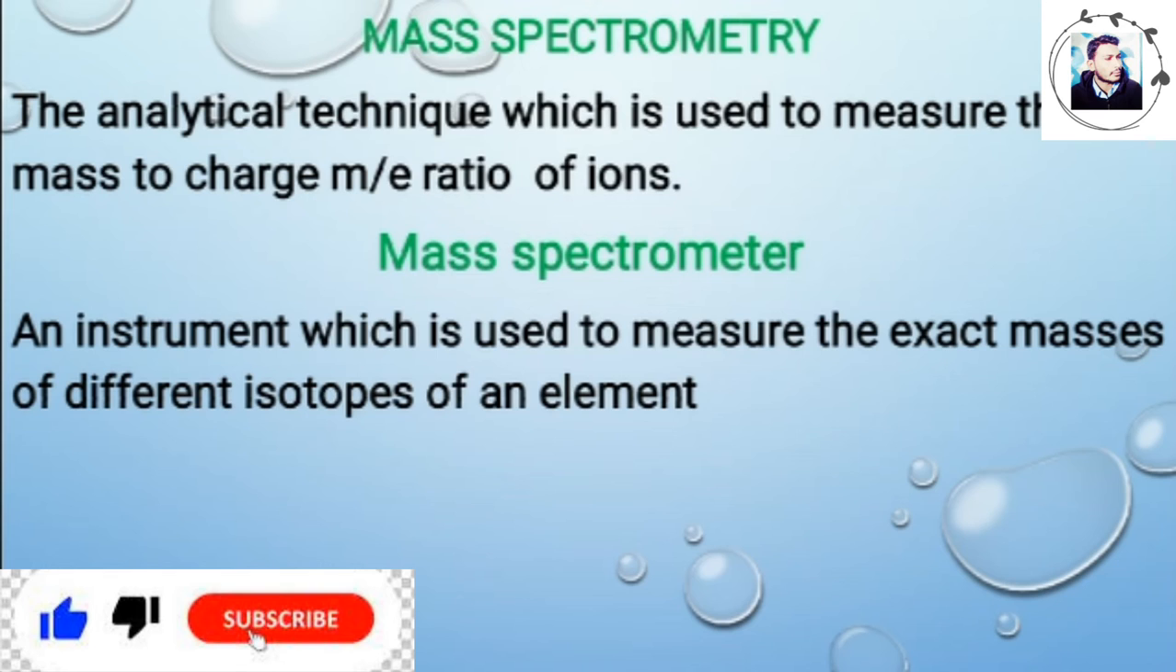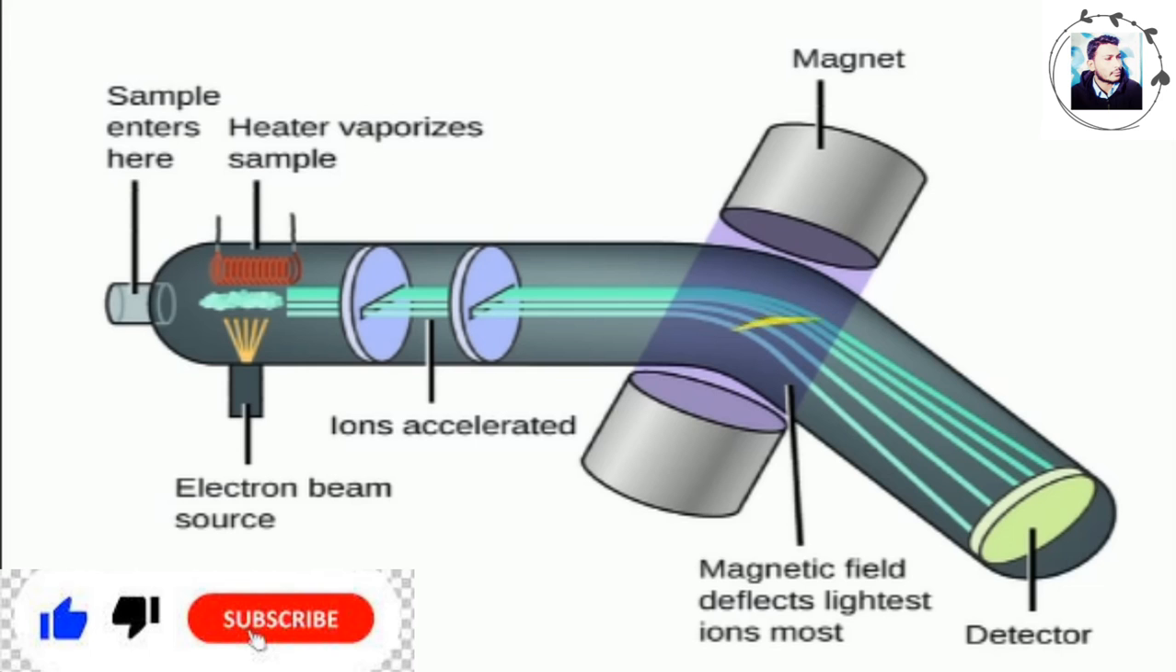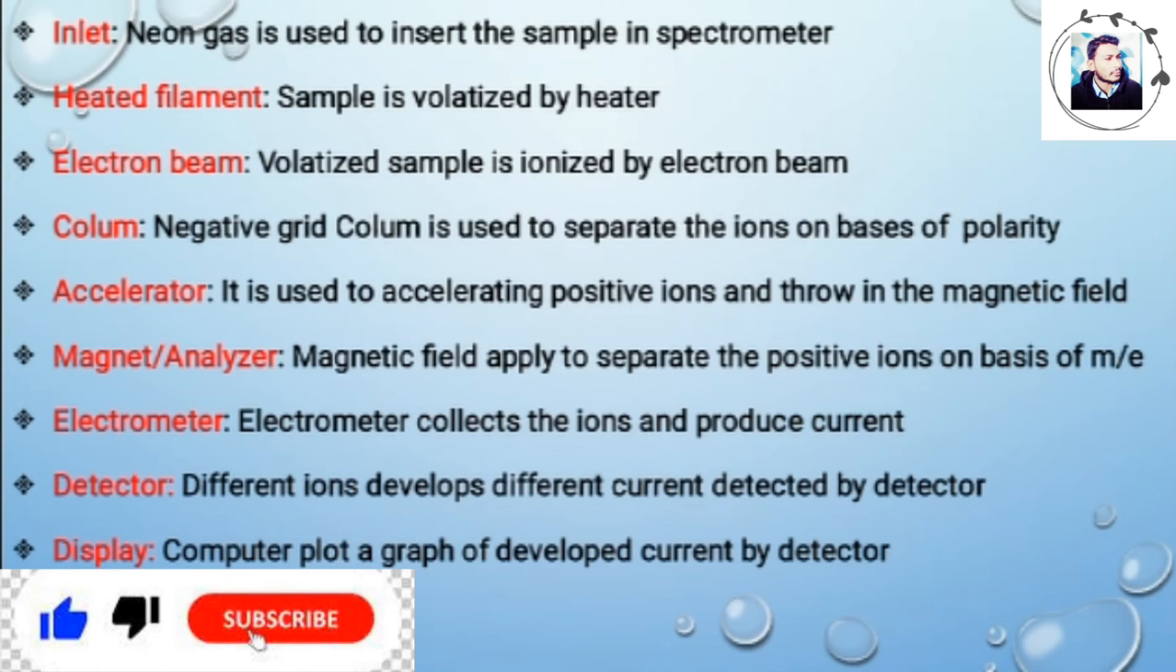Mass spectrometers contain the 9 parts which are mentioned in the diagram. First one is inlet, heated filament, electron beam, column grid, accelerator, magnetic analyzer, electrometer, detector, display. These different parts play different functions mentioned on the next page. So first one is inlet.